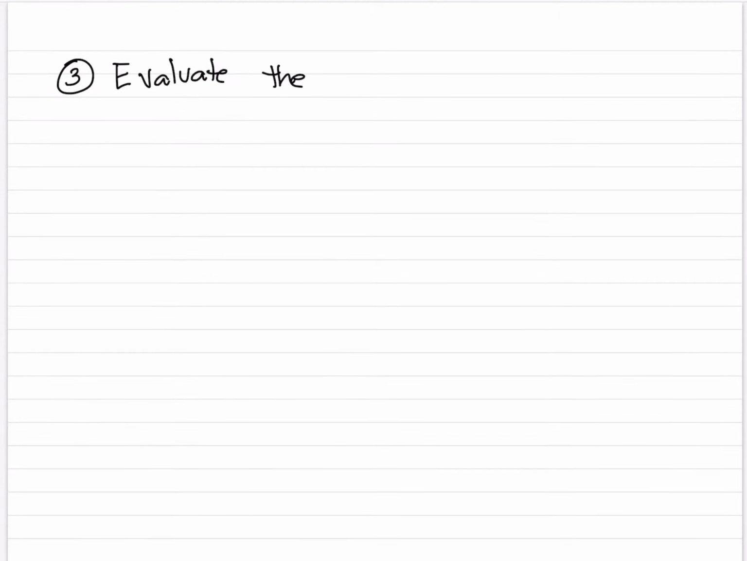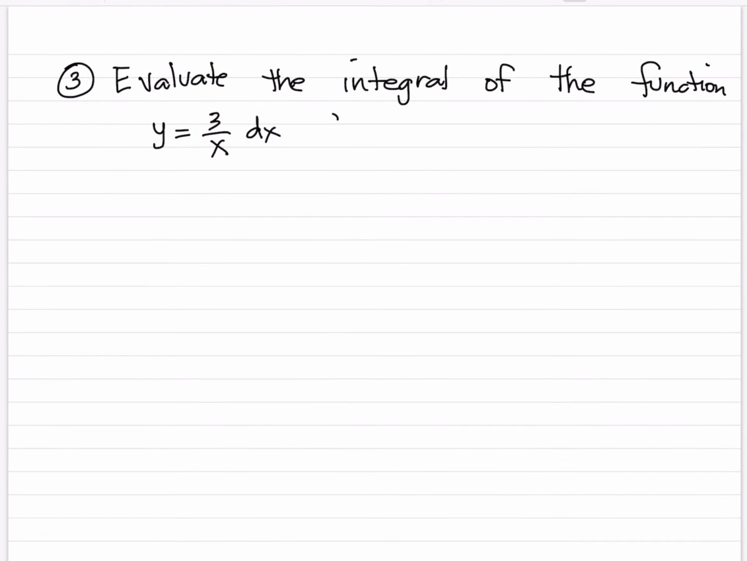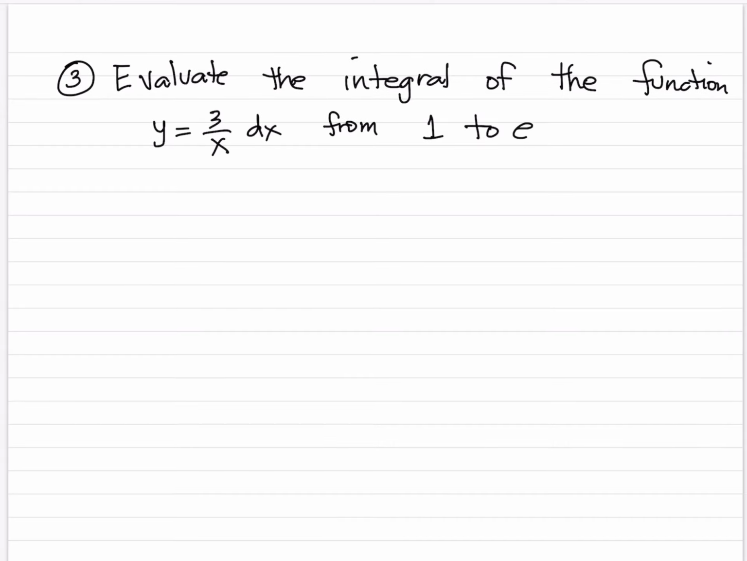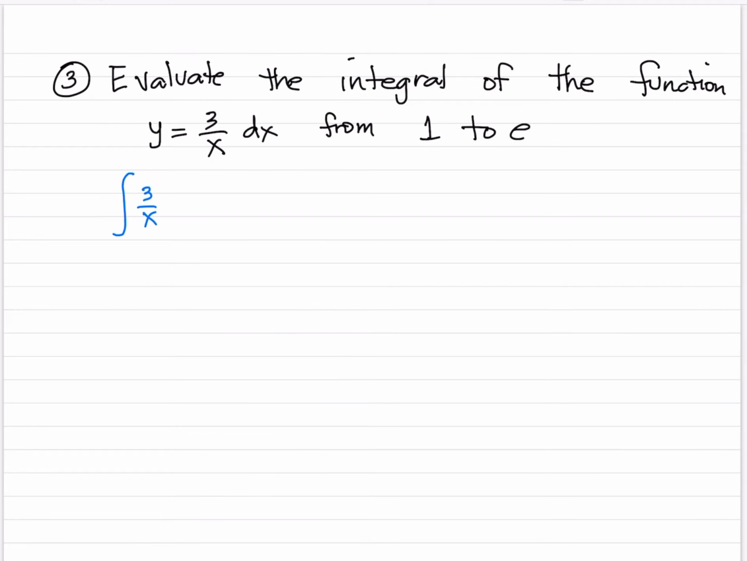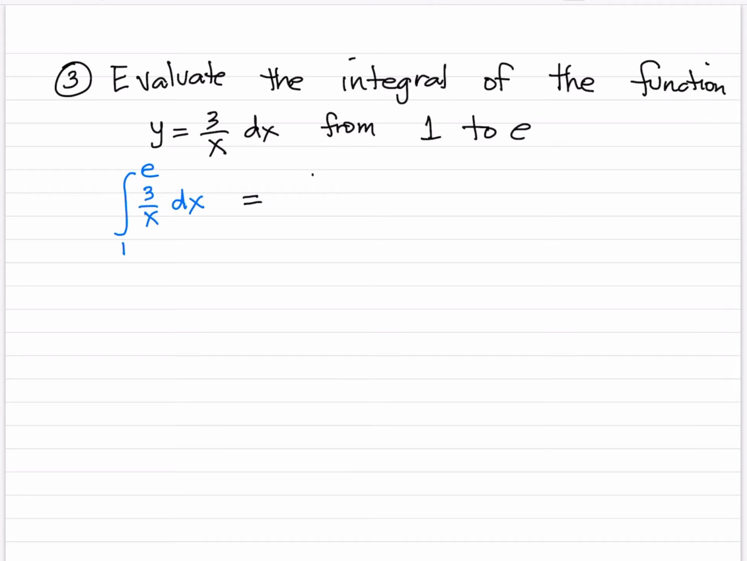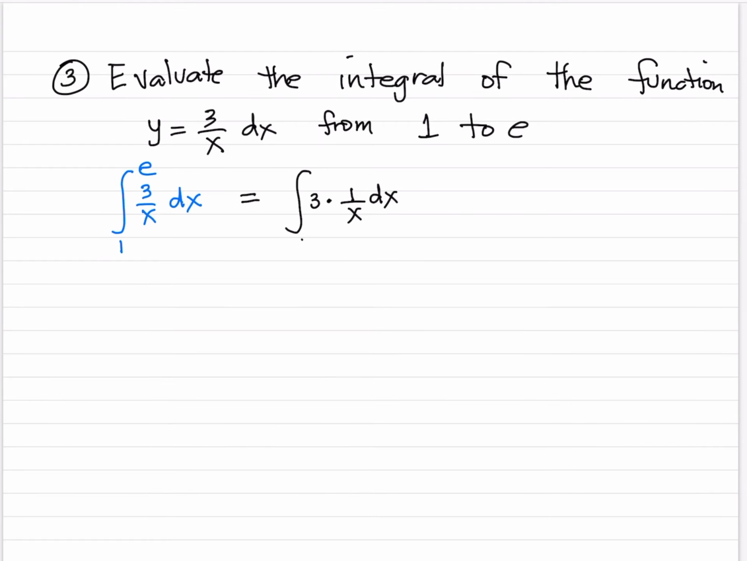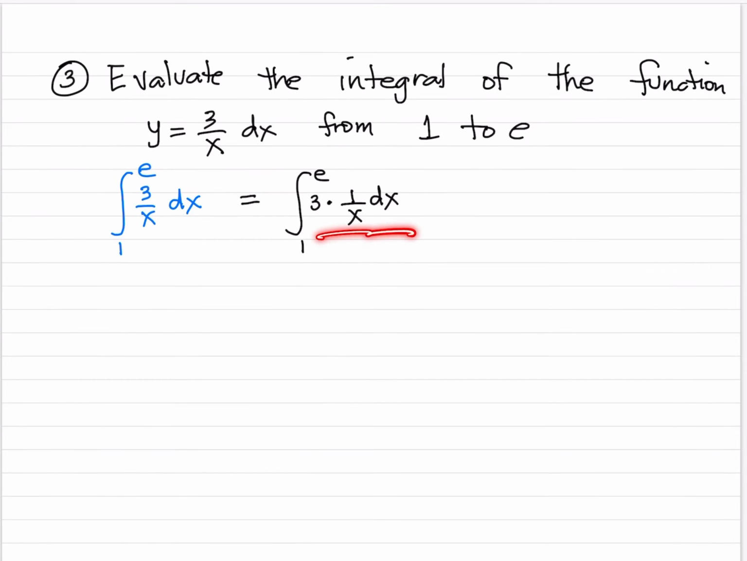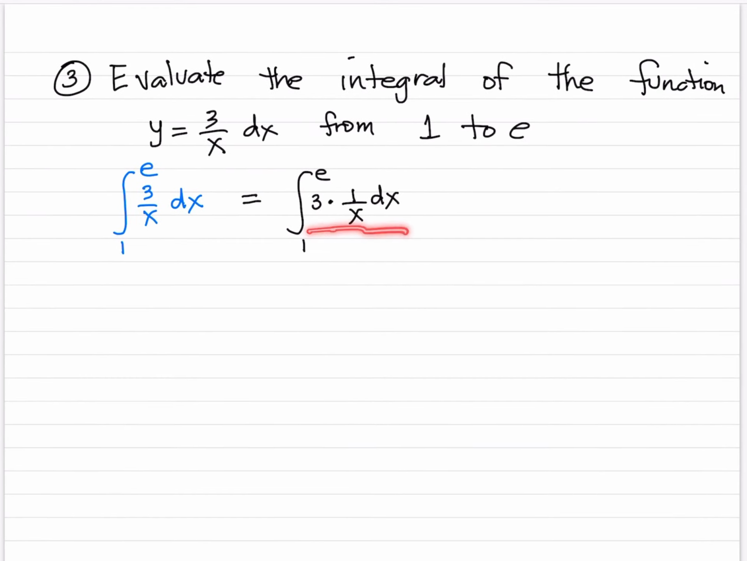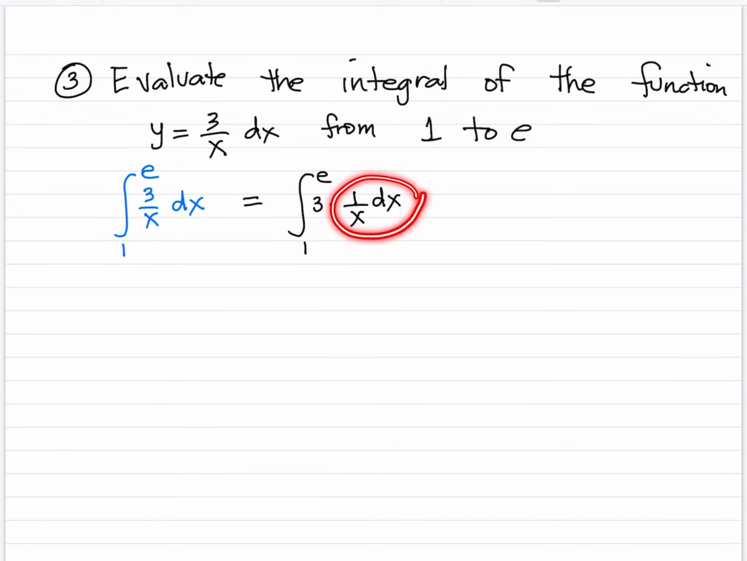Evaluate the integral of the function y equals 3 over x dx from 1 to e. So first, let's write this into its integral form: the integral of 3 over x dx evaluated from 1 to e. Take note that we could rewrite this into 3 times 1 over x dx evaluated from 1 to e. Okay, so basing from this, which property can be applied? Which property are we going to apply for example number 3? Here we have a constant 3 and a function 1 over x.